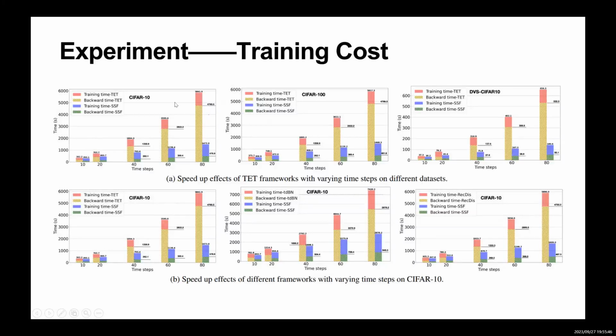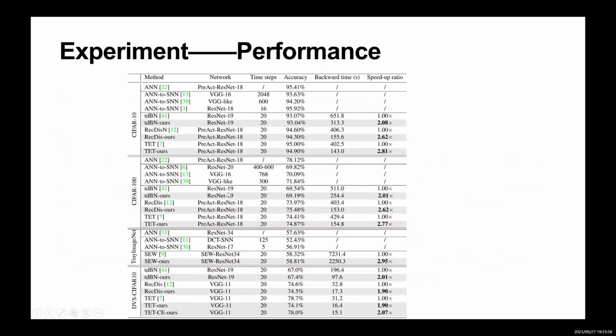Specifically, our method achieves about 10 times speedup ratio when time steps equal 80. In the meantime, our method has very little influence on the performance. As shown below, all four candidate frameworks accelerated with SSF consistently achieve classification accuracy on par with the original counterparts, proving the effectiveness of our method again.